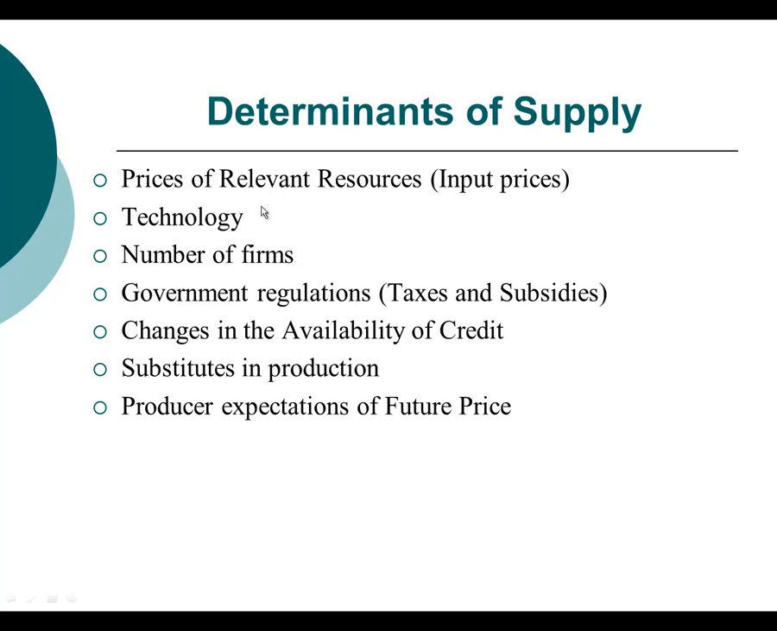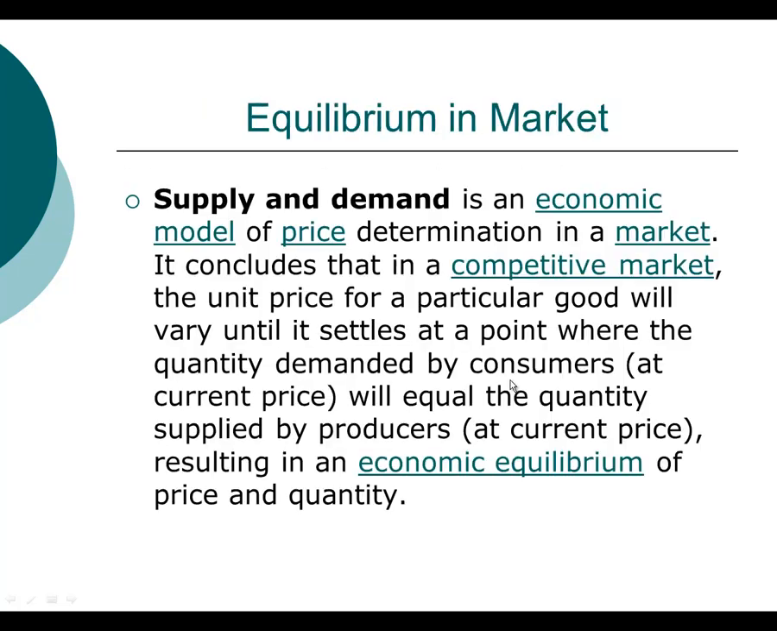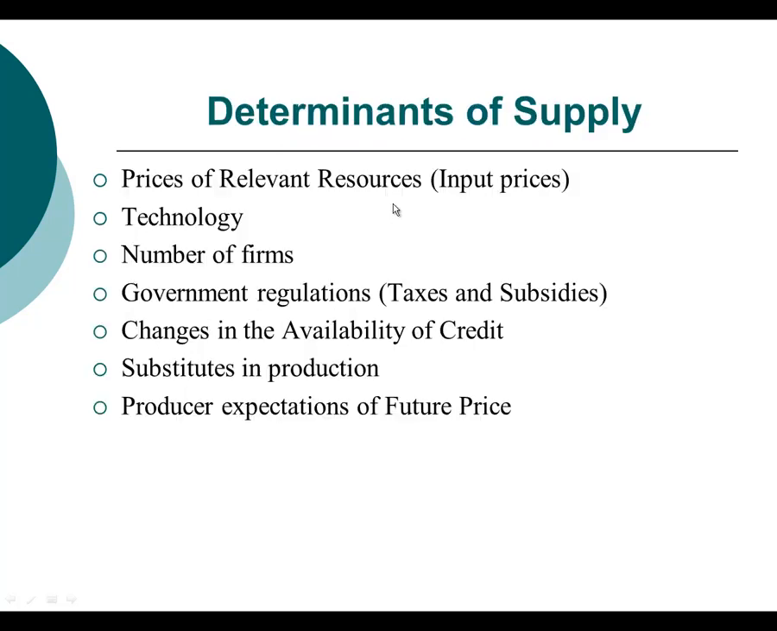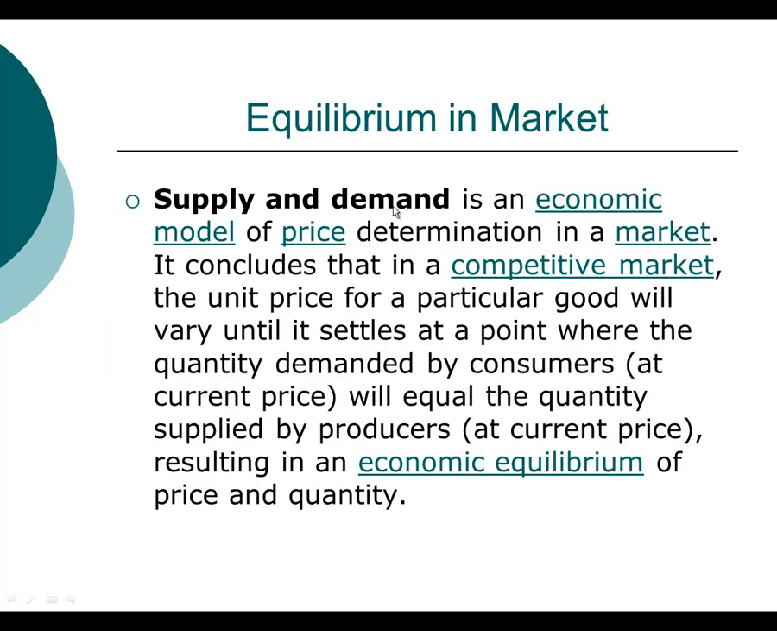Determinants of supply: prices of relevant resources, input prices, technology, number of firms, government regulation, taxes and subsidies, changes in the availability of credit, substitutes in production, producers' expectations of future price. Equilibrium in the market: supply and demand in the market.